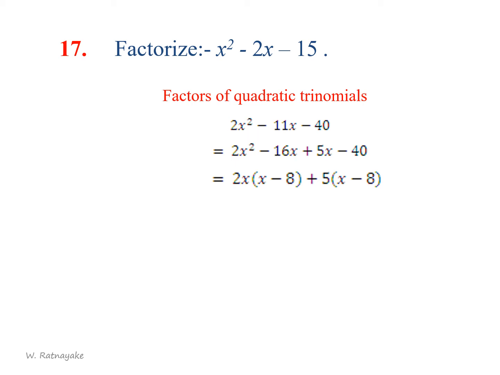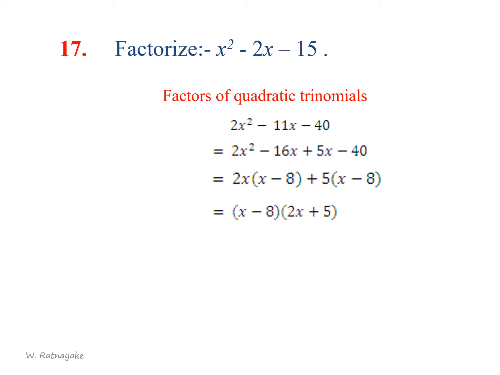So to find the final answer, we have to take this x minus 8 as the common factor. The remaining factor is 2x plus 5. So the final step is (x minus 8) times (2x plus 5). Here also we can change the factors as (2x plus 5) times (x minus 8). You can change the order of the factors, but the answer is correct.